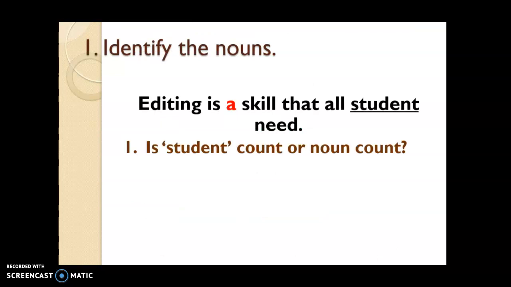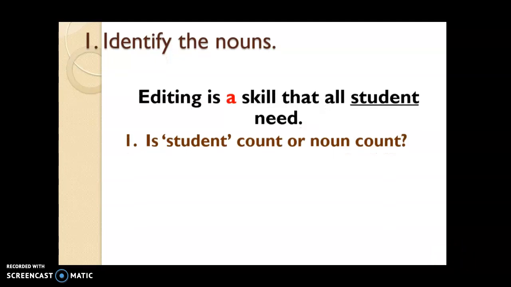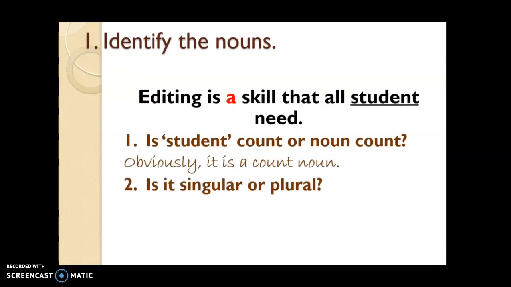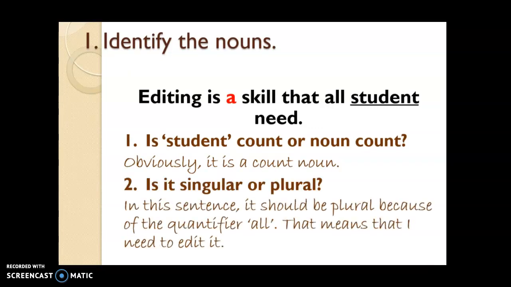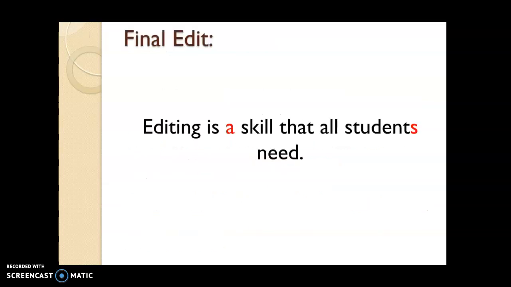Now let's analyze the word student. Is student count or non-count? Student, we can have students, so that means it's a countable noun. Is it singular or plural? In this sentence, it should be plural because it comes after all. So that means we need to edit it and add the S. So the final edit of this sentence is: editing is a skill that all students need.